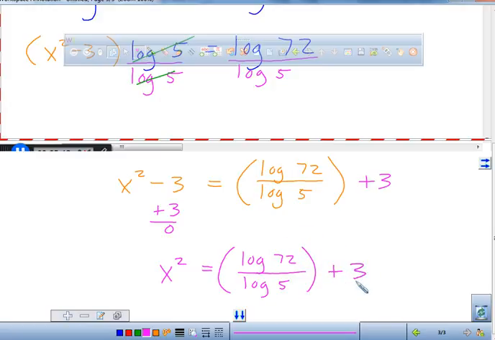Now, what do you guys think the very final step is? Square root. So we're going to take the square root of everything. Now, this is where you have to be a little bit careful in the graphing calculator, okay? Because if I have to take the square root of everything, I have to make sure everything is inside of the radical.